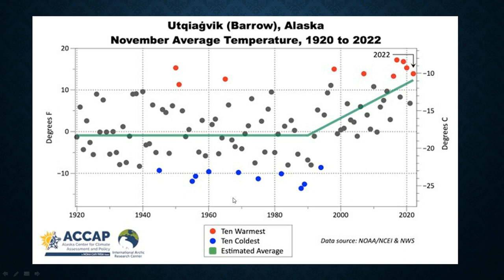So, a whole bunch of the next slides is going to be courtesy of Rick Thoman. He's a really cool guy, very knowledgeable. So, of course, ACAP, Alaska Center for Climate Assessment and Policy. So the red dots are the 10 warmest, the 10 coldest are the blue dots, and the gray is just everything else. And then this green line is the estimated average.